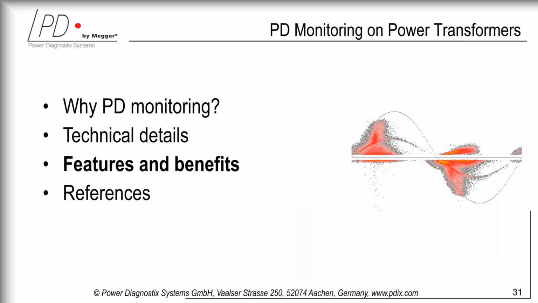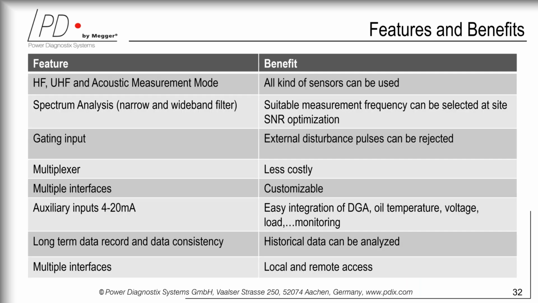So looking a bit at the PD monitoring, what are the features and benefits? I would like to point out that we have, as I mentioned, a variety of ways of looking into the transformer. We have the UHF, we have the acoustic modes, we have the spectral analysis, and these kinds of sensors are very useful. But I will say that people will choose how many of these sensors they implement based on the value of this asset.